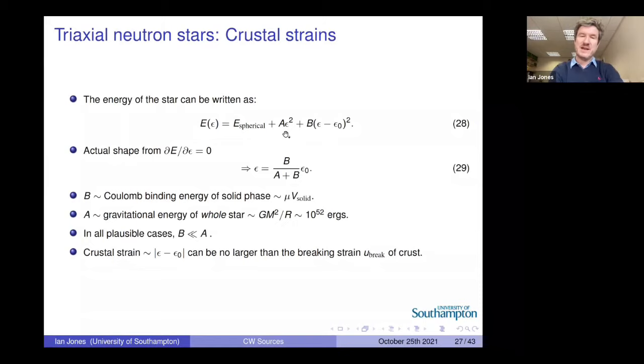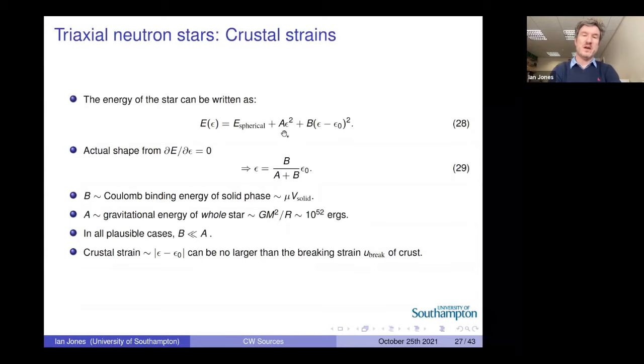The first is the perturbation in gravitational binding energy. This quantity A is of order, this is just a back of the envelope estimate, right, so I'm not worried about particular coefficients, this A is of order the gravitational binding energy of the whole star. So it's of order GM squared over R. So it's about 10 to the 52 ergs for a realistic neutron star.